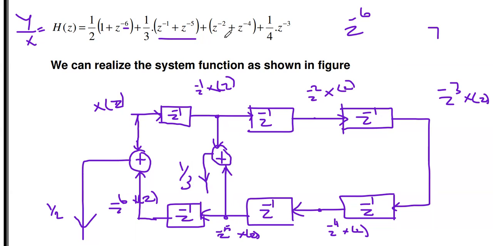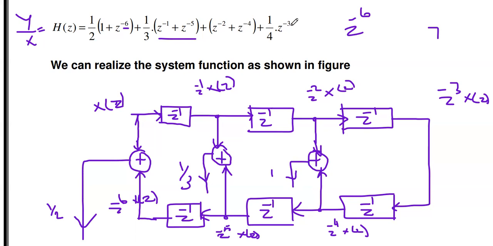Similarly, what is the third term you see? z power minus 2 plus z power minus 4. Where is z power minus 2? Here it is available. z power minus 4 is available here. So you just add using an adder, and you give the arrows. Then the output of this adder is multiplied with the coefficient, which is 1, so simply an arrow with 1.